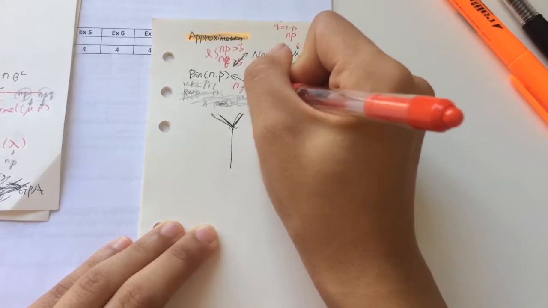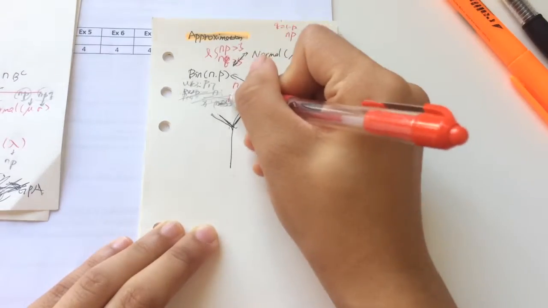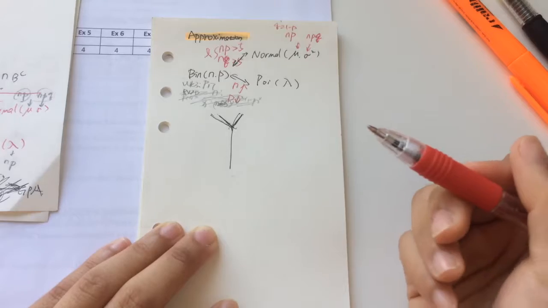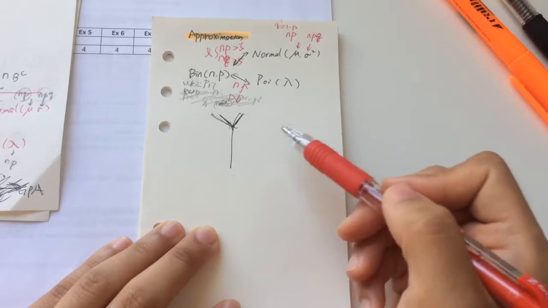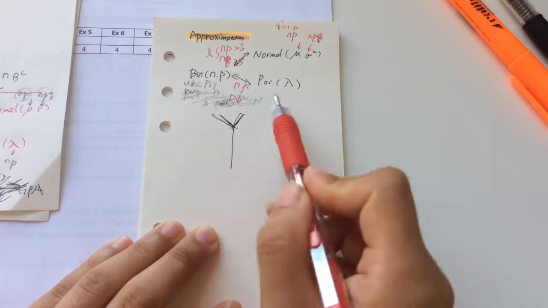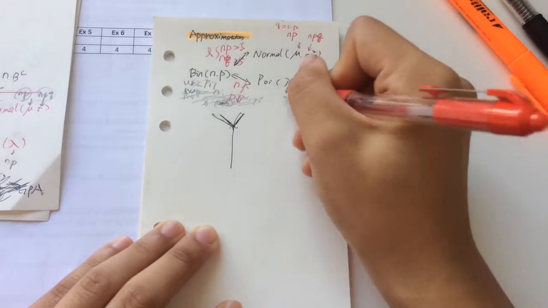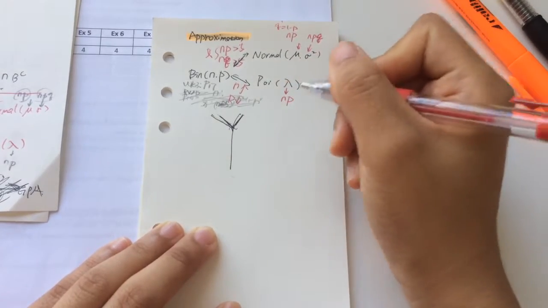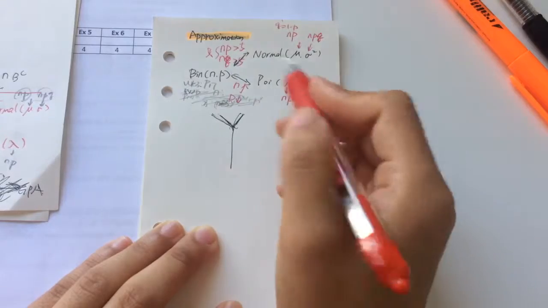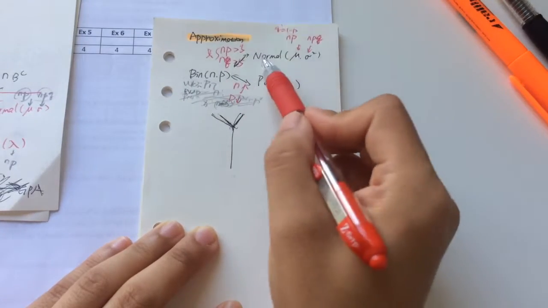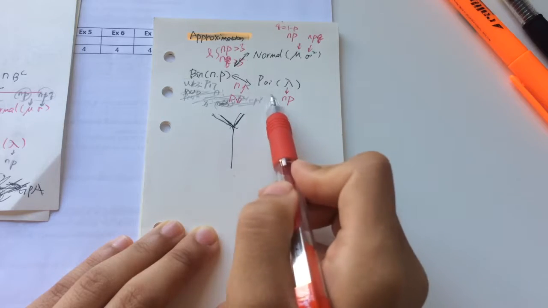This is kind of weak. This needs N to be large and P to be small. I remember in one homework it's like 0.0025. That one P is really small. In this situation, lambda equals NP. So there are two ways to approximate the binomial distribution: one is normal, one is Poisson distribution.